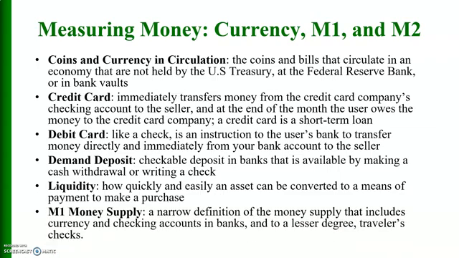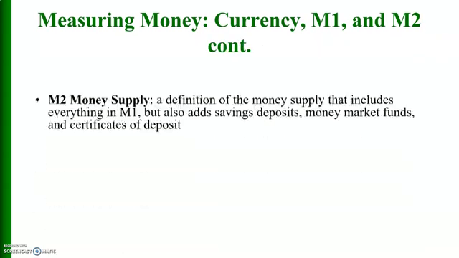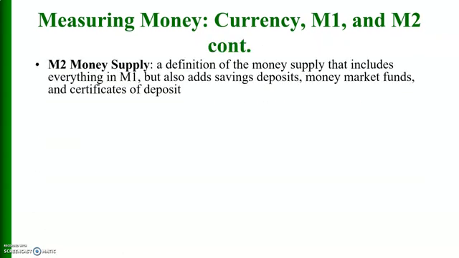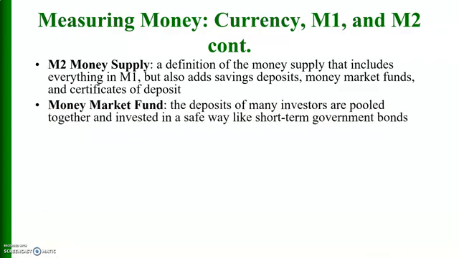Liquidity: how quickly and easily an asset can be converted into a means of payment to make a purchase. M1 money supply: this is a narrow definition of the money supply that includes currency and checking accounts in banks and, to a lesser degree, travelers' checks. M2 is another form of money supply that includes everything in M1 but also adds savings deposits, money market funds, and certificates of deposit.